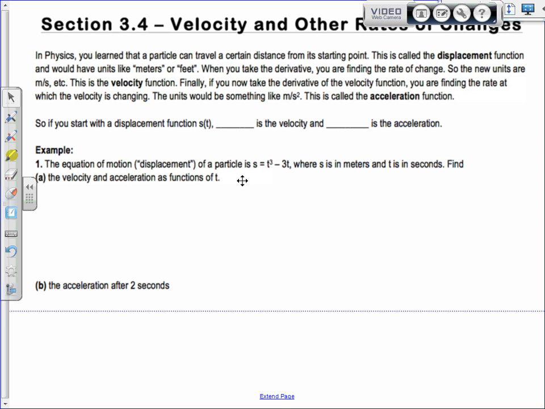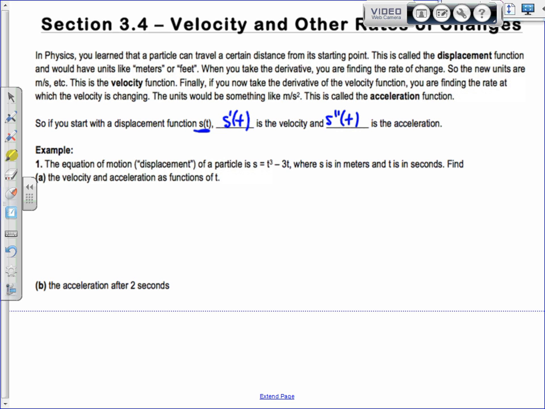So you start with position, that's the s of t. S prime of t is going to be velocity, and s double prime of t is going to be the acceleration. So s of t is some kind of distance or displacement, or s of t is some kind of position, I guess.